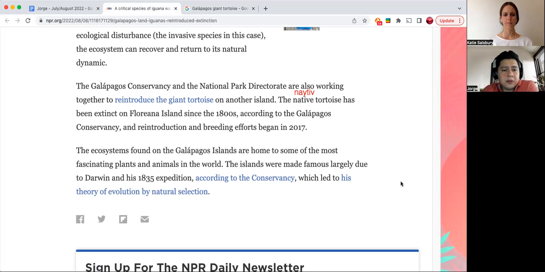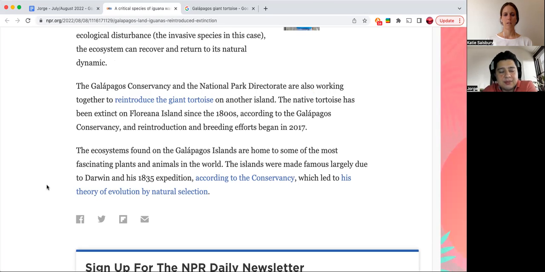The ecosystem found on the Galapagos Islands is home to some of the most fascinating plants and animals in the world. The islands were made famous largely due to Darwin and his 1835 expedition, according to the Conservancy, which led to his theory of evolution by natural selection.